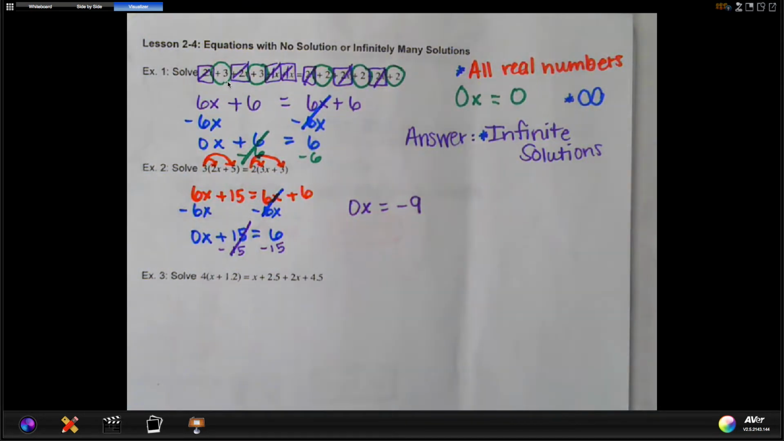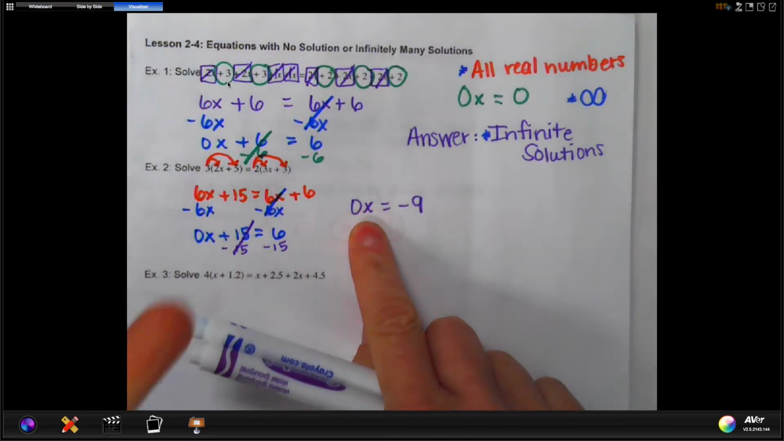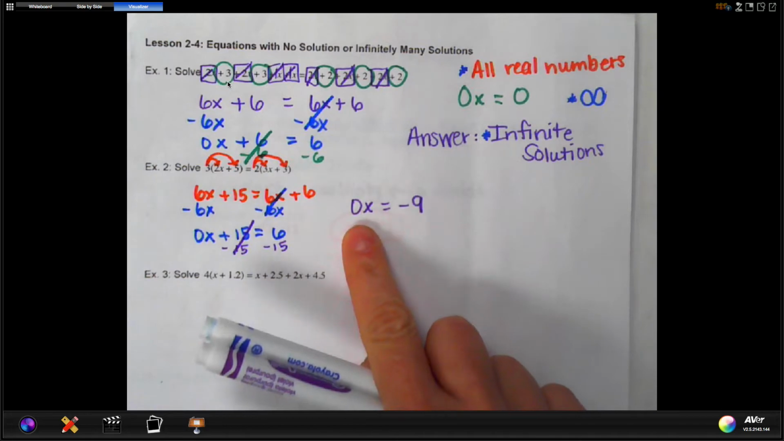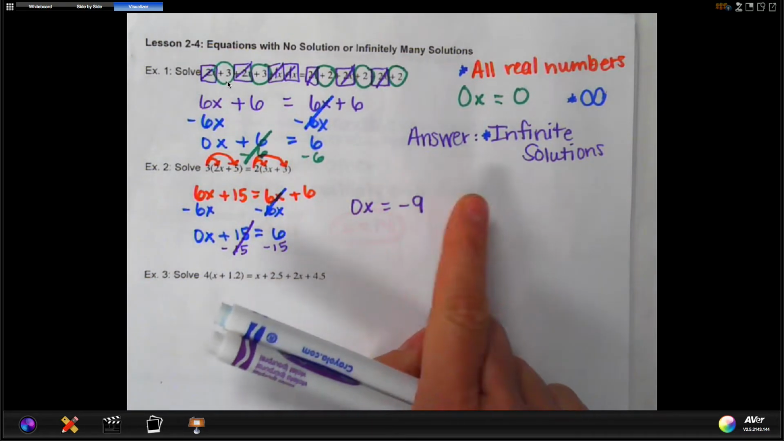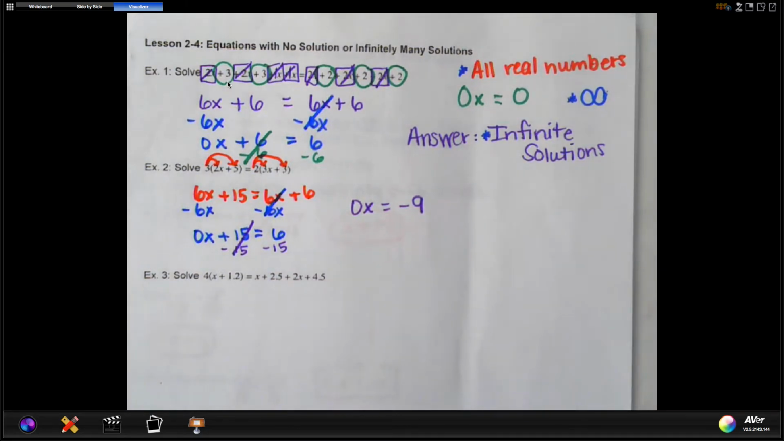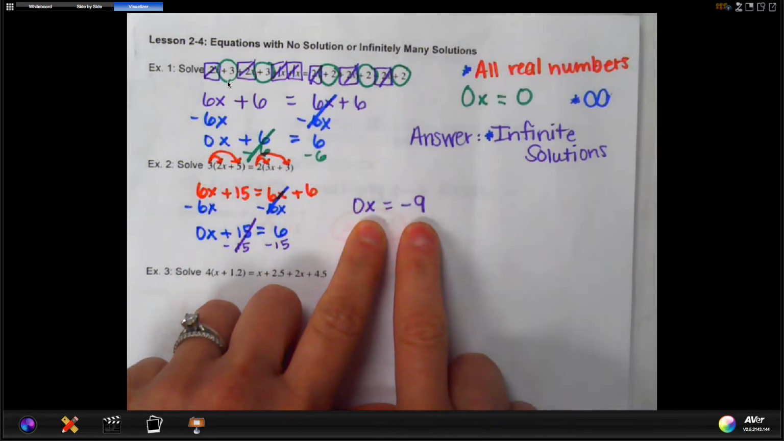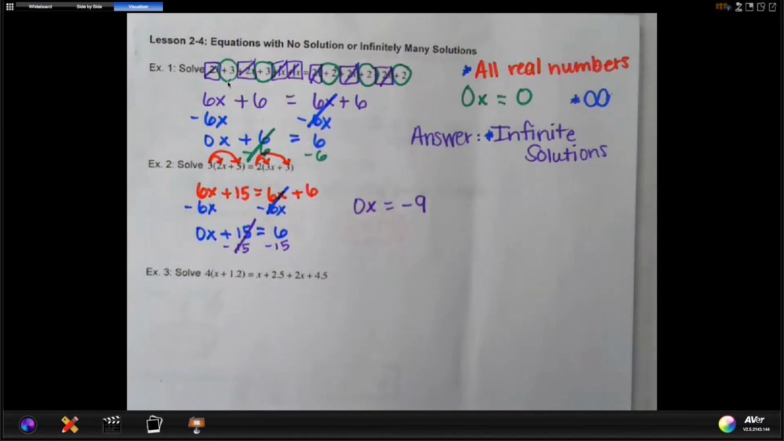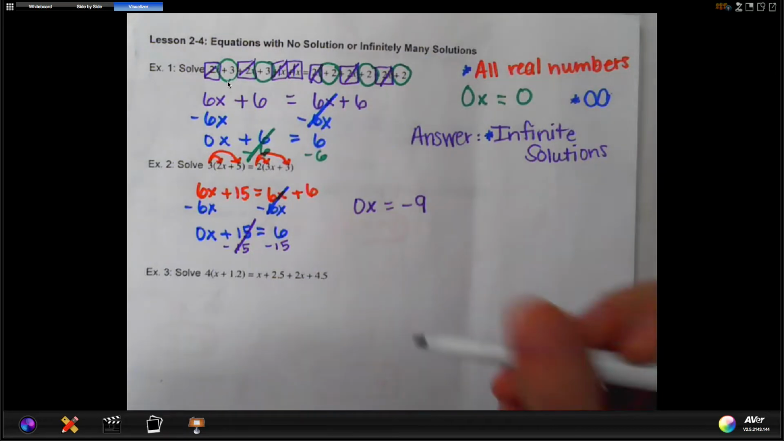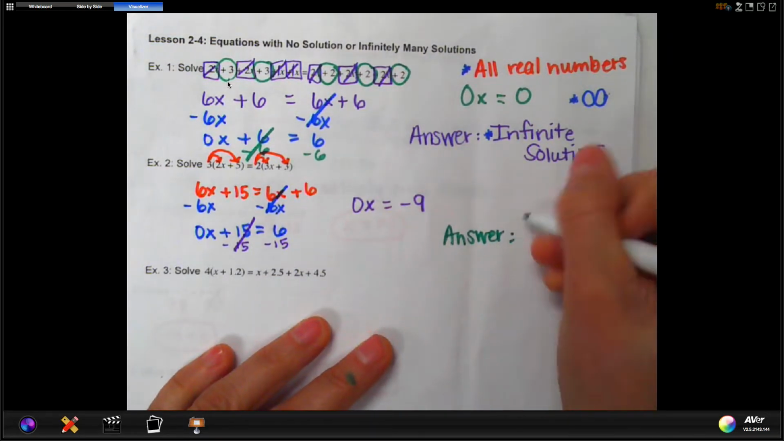Okay, so we just talked about this at the end, but 0 times a number has to be 0. There is no number that we can multiply here, nothing that x could be, that would give us negative 9 by multiplying by 0. And so this one, if you get 0x equaling a number over here, there's actually no solution to this, okay? And so the answer here is going to literally be no solution.